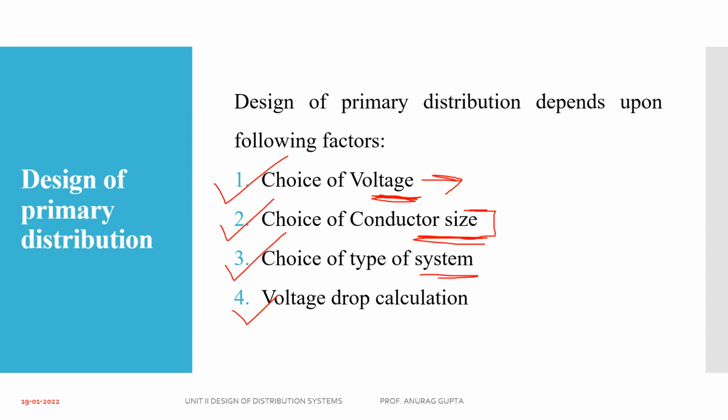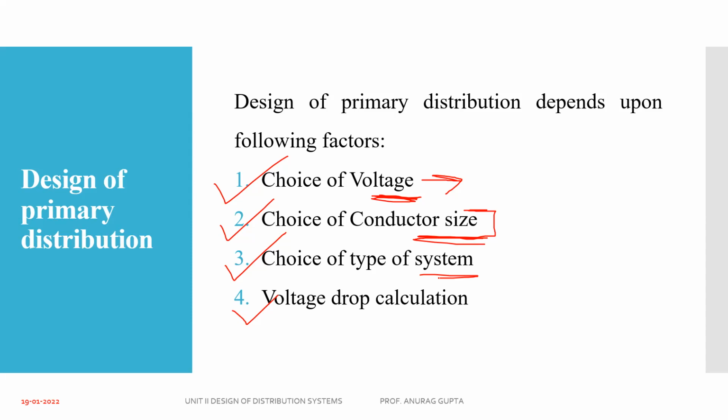That's not suitable. So that's why I'm saying the choice of type of system depends on three parameters. Number one, what is the load demand of the consumers? Number two, what is the area of the consumer side? Number three, what is the sensitivity, or we can say the security requirement, of the consumer side?